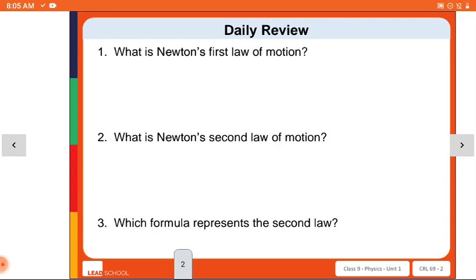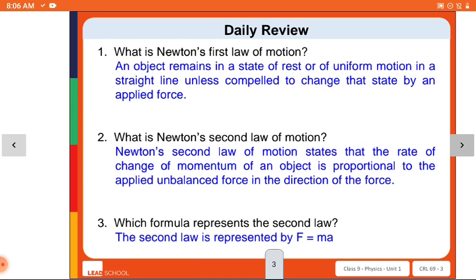So students, in our last lecture we have done some numerical related to Newton's second law. So first of all we take a review or recap related to Newton's first law and Newton's second law and the representation of the formula of the second law. So what is Newton's first law?